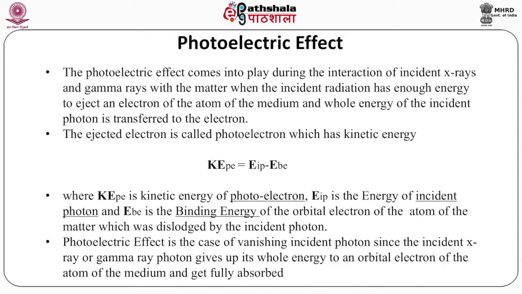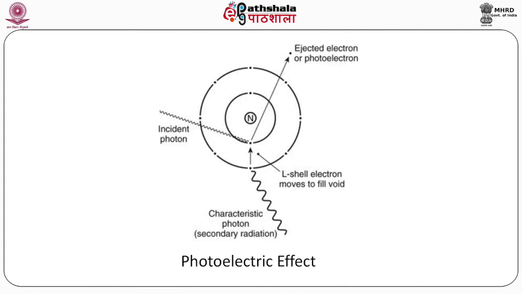Photoelectric effect is the case of a vanishing incident photon, since the incident X-ray or gamma ray photon gives up its whole energy to an orbital electron of the atom of the medium and gets fully absorbed in the medium. This figure explains the phenomenon of the photoelectric effect. We can see that the incident photon, which is the X-ray or gamma ray, is incident on the atom of a medium through which the X-ray or gamma ray is passing.